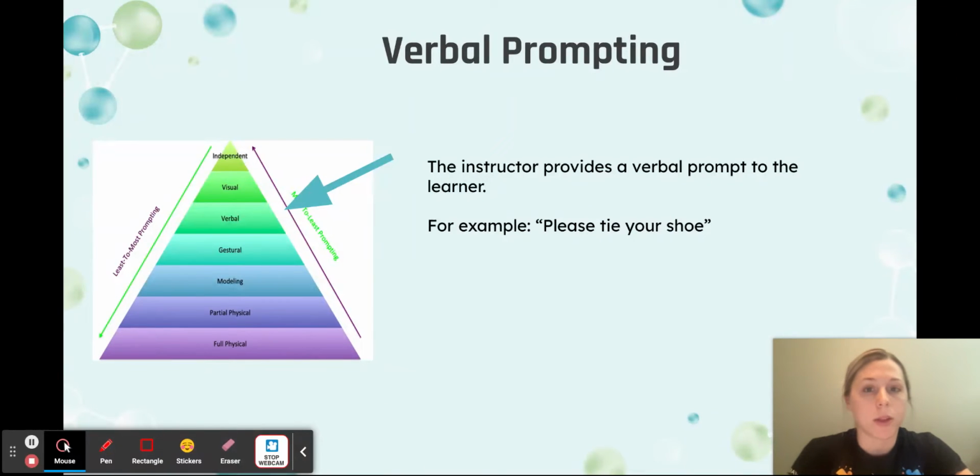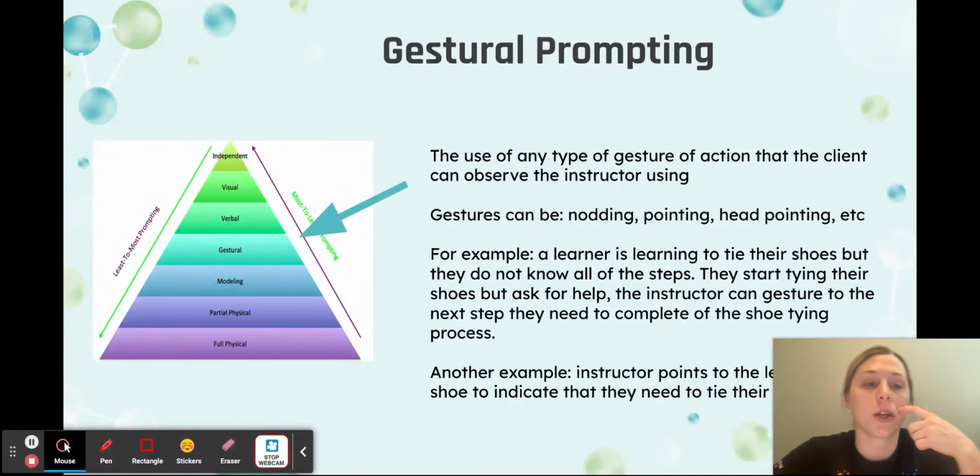The next prompting level is verbal prompting. The instructor provides a verbal prompt to the learner. So this is the most basic one. For example, please tie your shoe, or please look down at your shoe, it's untied. And maybe they need help with the steps. This is where you can walk them through the entire step. First, the rabbit goes around the loop, then around the tree. I don't actually remember the exact saying, but you verbally go through the entire directions with them.